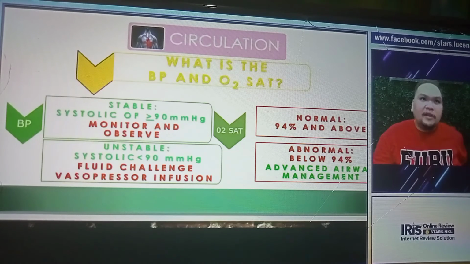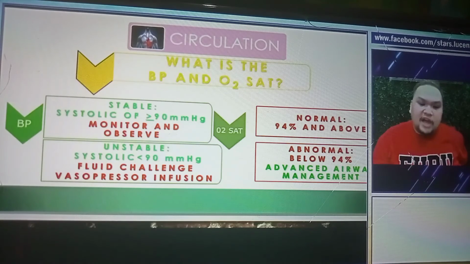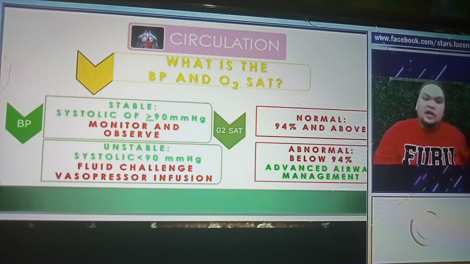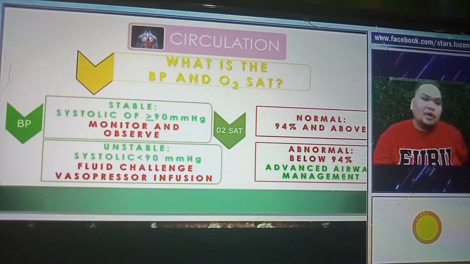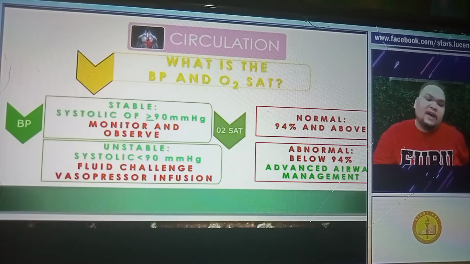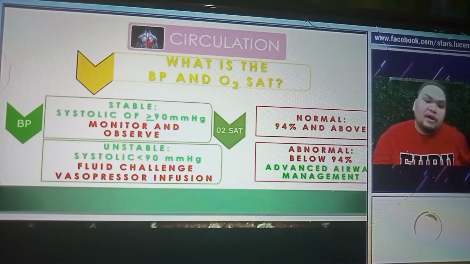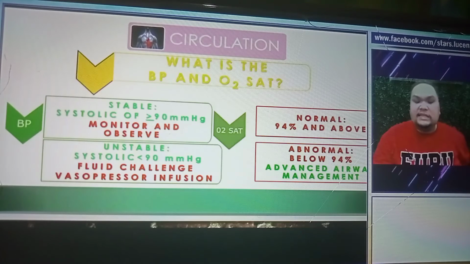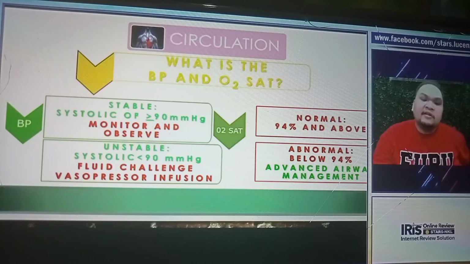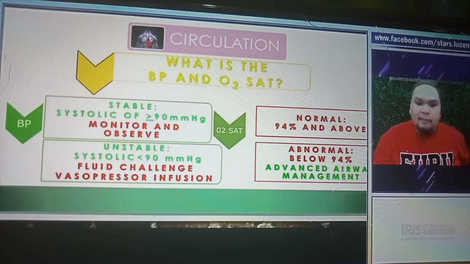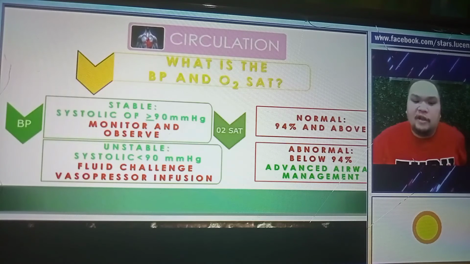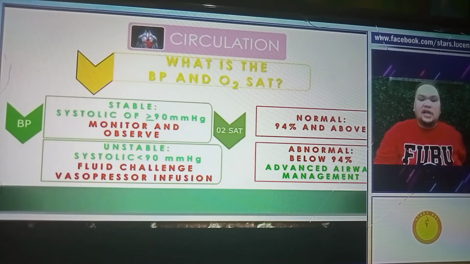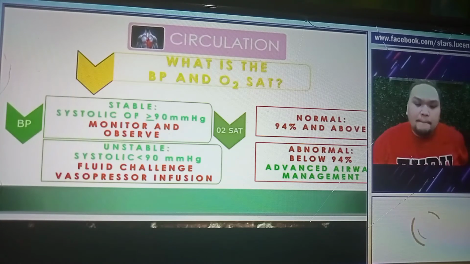So, kung hindi pwedeng gamitin yung tinatawag nating fluid challenge or your plain NSS or plain LRS, you can now move forward to yung tinatawag nating vasopressor infusion. For you to remember this easily, para mas matandaan nyo siya, please remember the acronym DEN. D-E-N. D for dopamine, E for epinephrine, and N for norepinephrine.